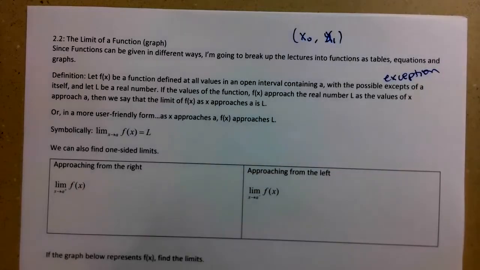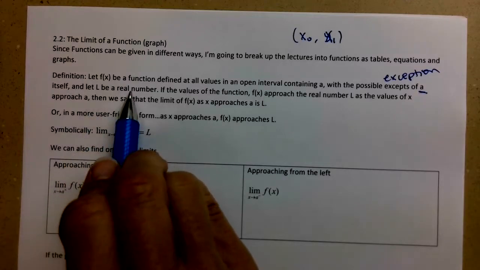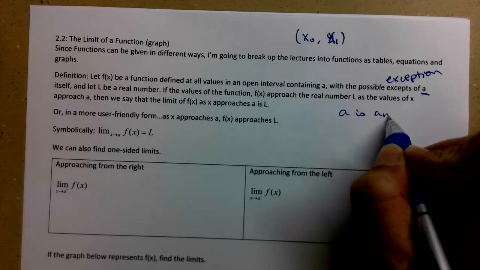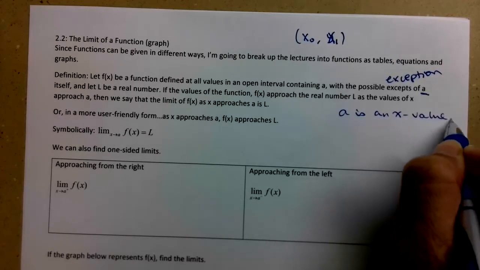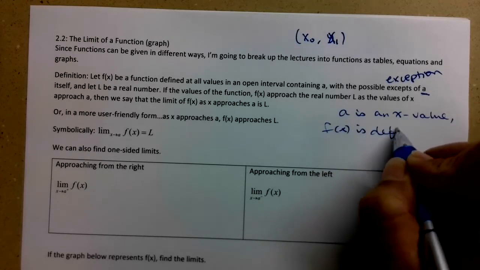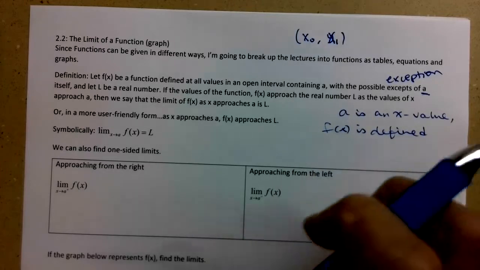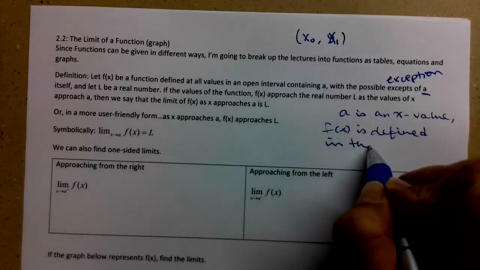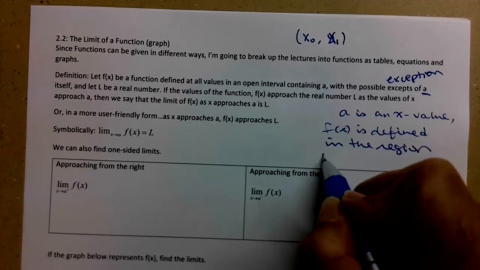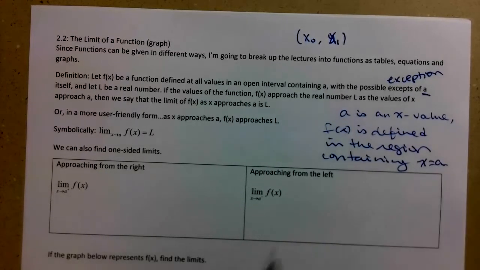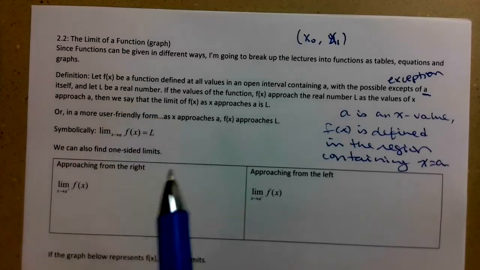of a itself, and let L be a real number. Okay, so a is an x value, and we're just saying that f of x is defined, so you don't have any big old chunks of graph missing. f of x is defined in the region containing x equals a, okay? And then L is just some number.